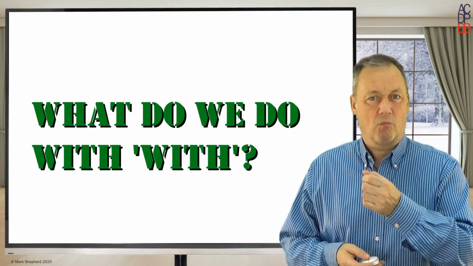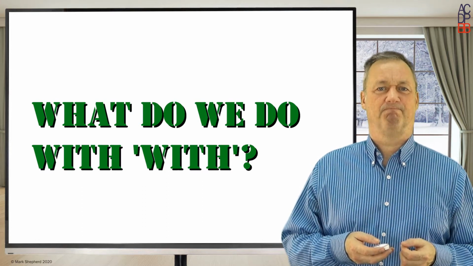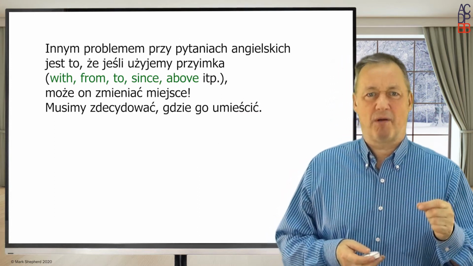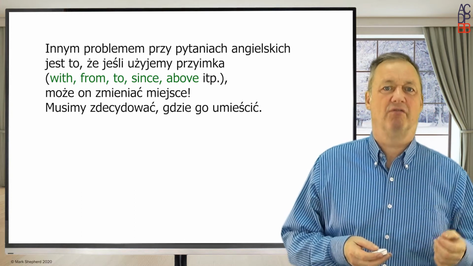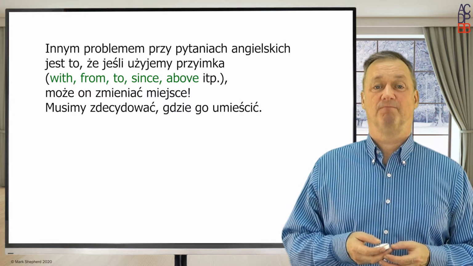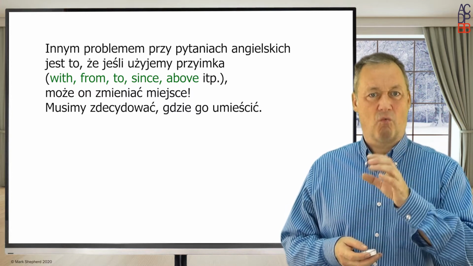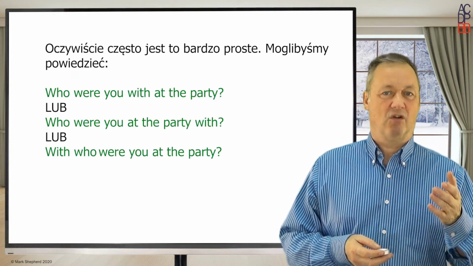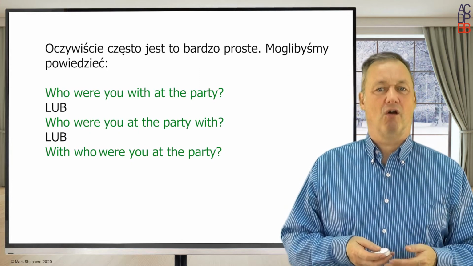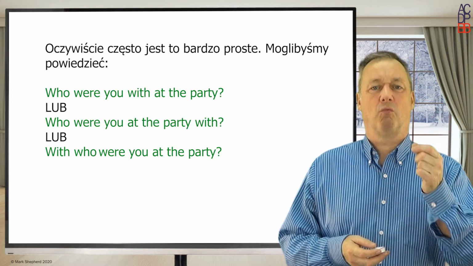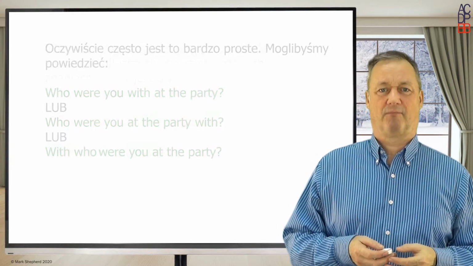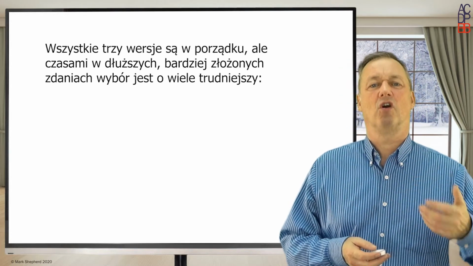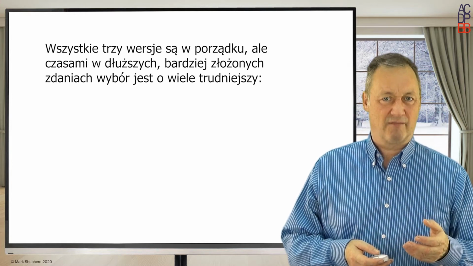But what do we do with prepositions? The other difficult thing about questions in English is that if we use a preposition with, from, to, since, above, etc., it can move. We need to decide where to put it. Of course, this is often very easy. We could say, who were you with at the party? Or who were you at the party with? Or with who were you at the party? Now, all three of these are fine, but sometimes in longer, more complex sentences, the choice is much more difficult.